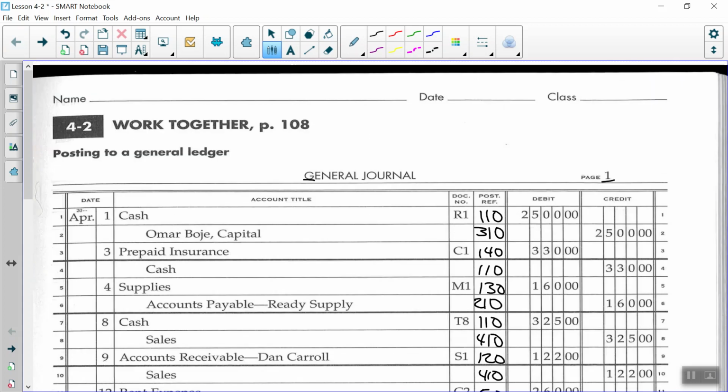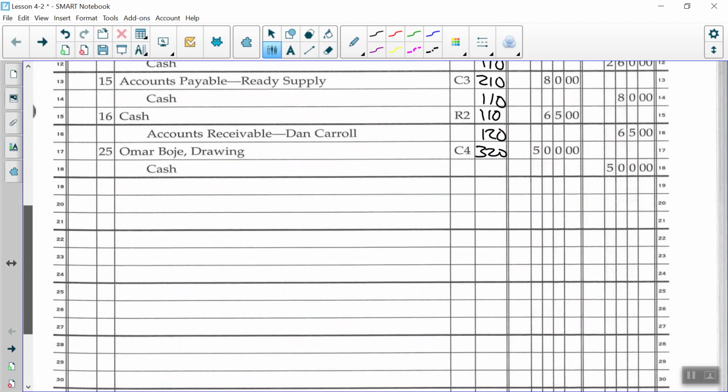Okay. So I come back, and on that last transaction, I'm going to put 110. I can tell you, a lot of people forget to do that last one. Okay? Make sure you do that last one still. All right, questions about those posting?